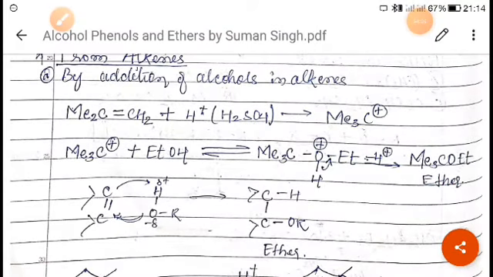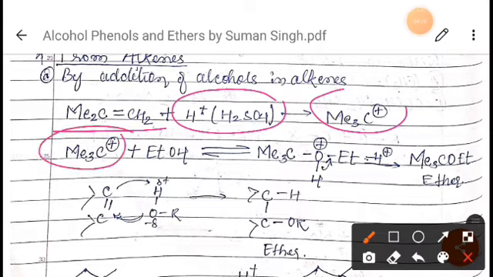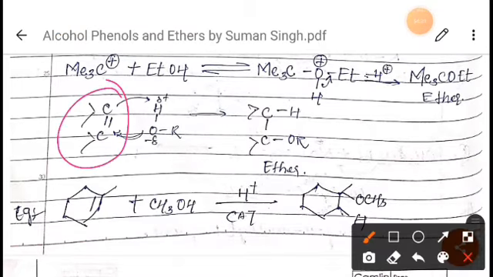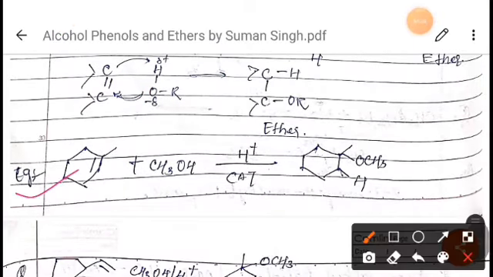When we talk about the addition of alcohol to alkene, there are two types of reaction. As you can see, there will be Me2C=CH2 when we take the alkene in presence of H2SO4. It will form a carbocation here, and this carbocation will further react with the alcohol to form this intermediate. This intermediate, in presence of H+, will form ether, right? Some examples are given here, as you can see.